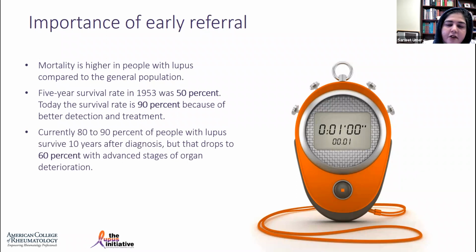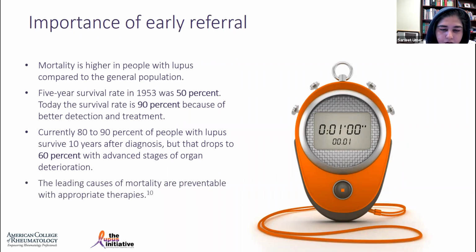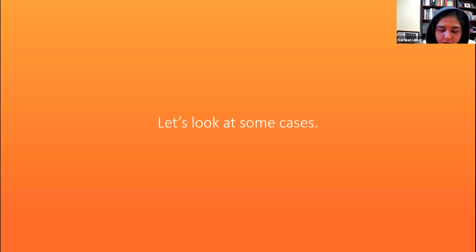Currently, 80 to 90% of patients with lupus survive 10 years after diagnosis, but that drops to 60% with advanced stages of organ deterioration. The leading causes of mortality are preventable with appropriate therapies. Now we're going to look at some of the cases after we have discussed the signs and symptoms of lupus.